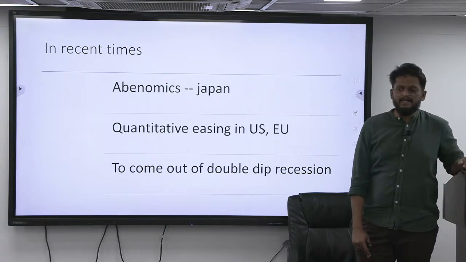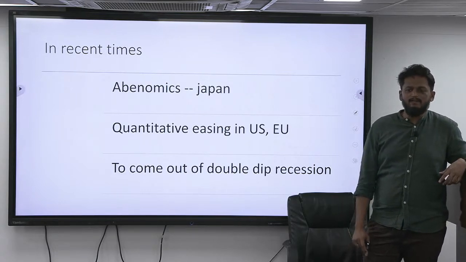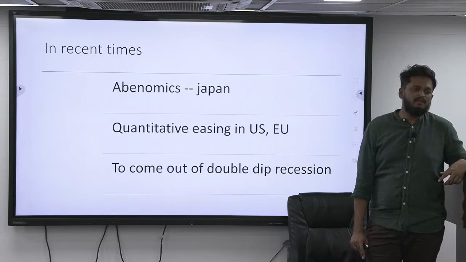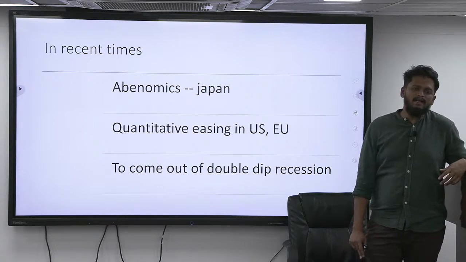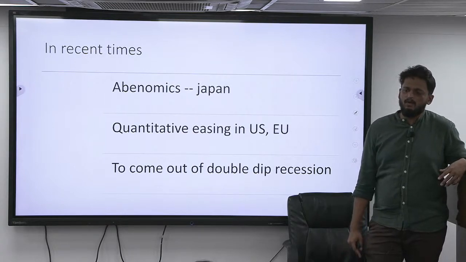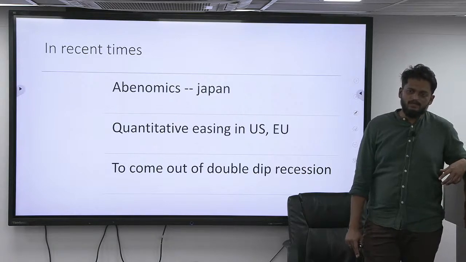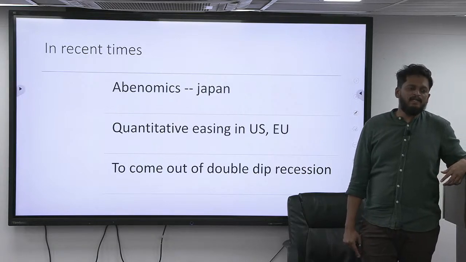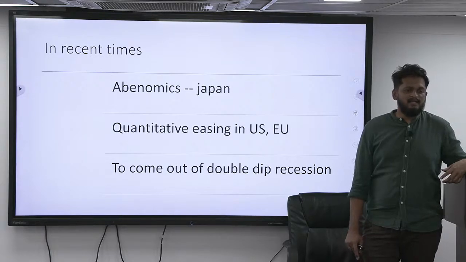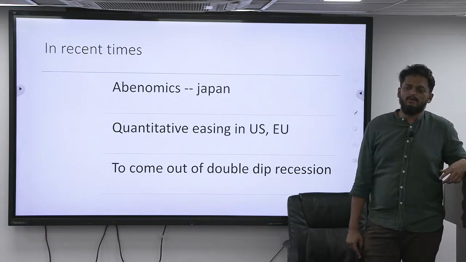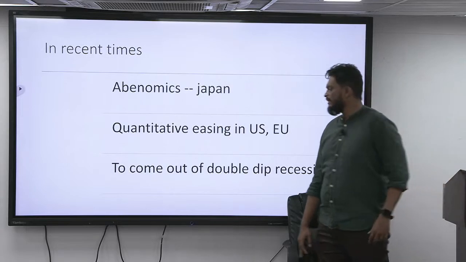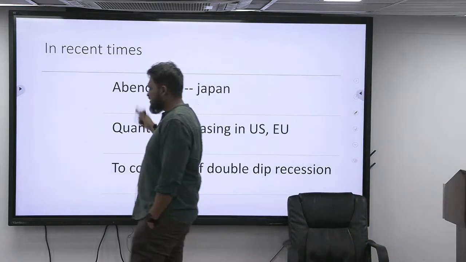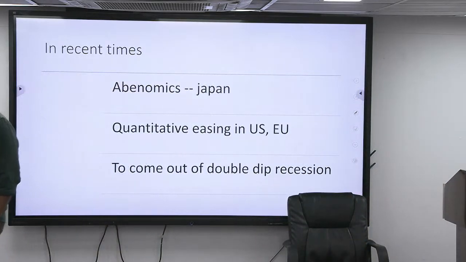Quantitative easing means quantity of money supply is increased by printing more currency. That is why it is called as easily money is available, quantity of money available will increase. That is what is called as quantitative easing. European Central Bank is printing more euro, and US Central Bank, that is Federal Reserve, is printing more dollar. This is called as quantitative easing. To come out of double depreciation, they used all these type of things.